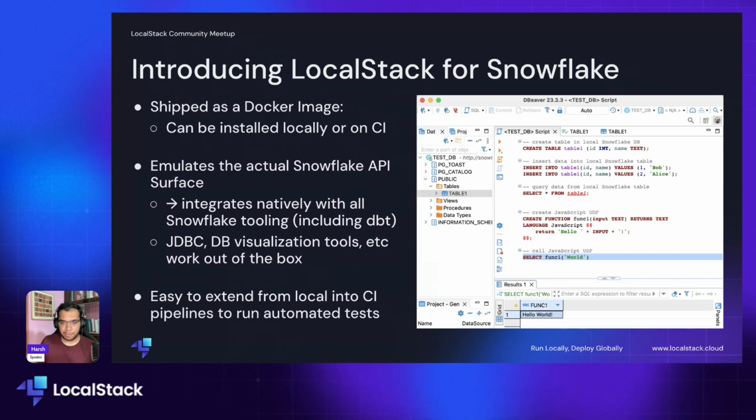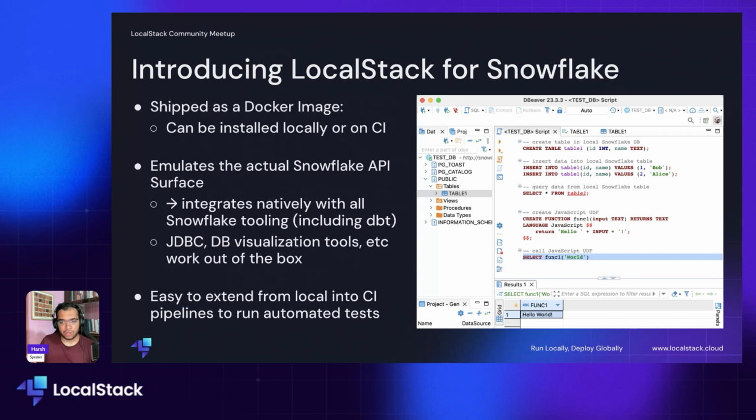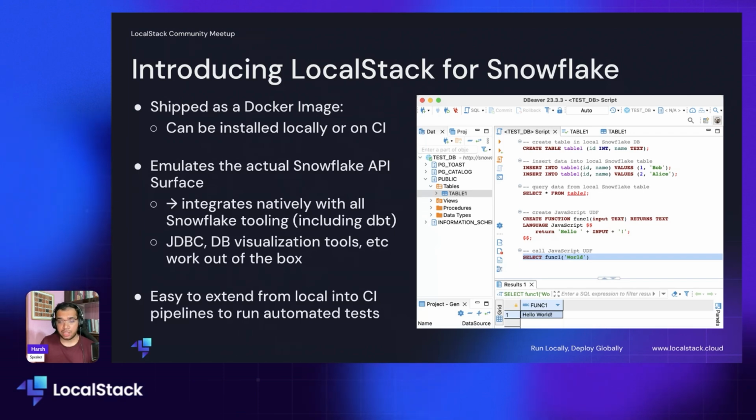So this product is shipped as a Docker image. You can typically install it on your laptop or your CI environment. And the key thing is that it is actually emulating the real Snowflake API surface. So you can integrate natively with all the existing Snowflake tooling, and that includes dbt as well. So once you have this emulator running on your machine, your JDBC connections work, your data visualization tools work, and everything works out of the box because we are providing the same API that the real Snowflake does. And because it's containerized, it's really easy to extend this development model from your local machine to your CI pipeline for all the automated testing and development purposes.